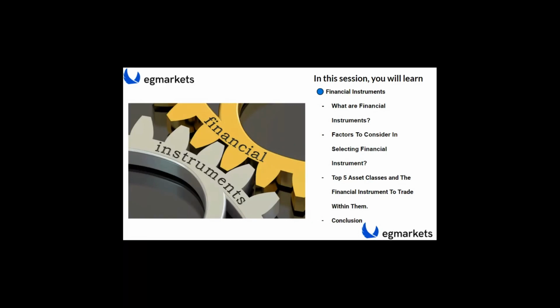Now, the reason I chose these financial instruments is all because they meet up to the standards of every single factor that needs to be considered in selecting a financial instrument. That is why I chose these financial instruments. Now, when we talk about commodities, I'll gladly pick gold, crude oil, and silver.